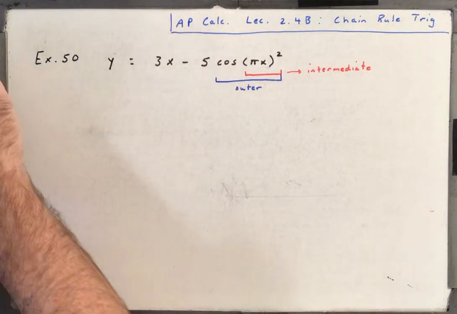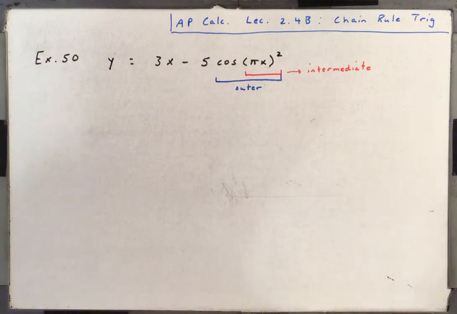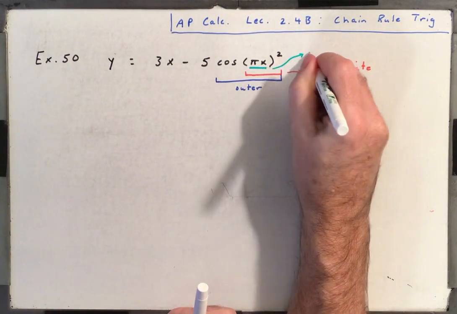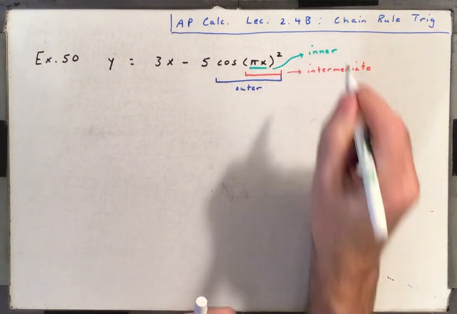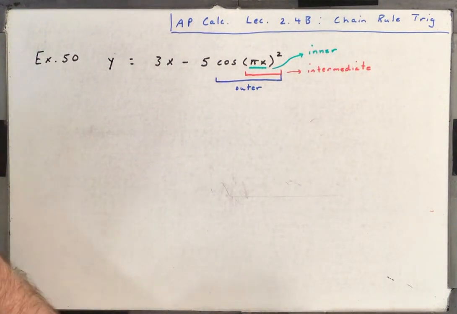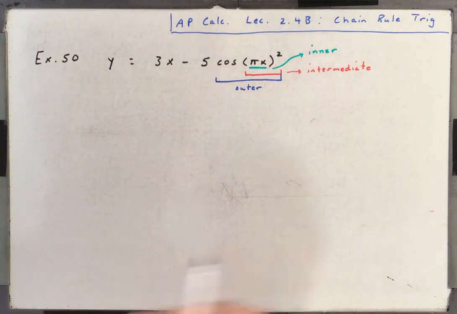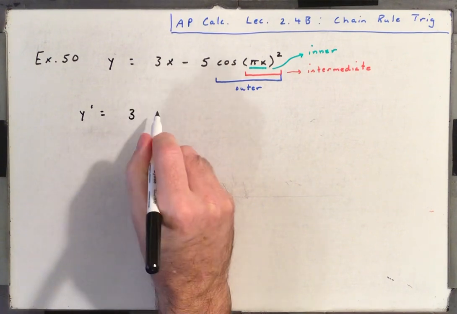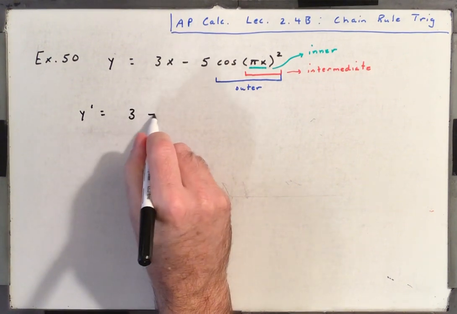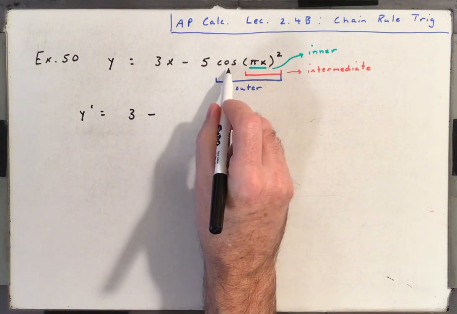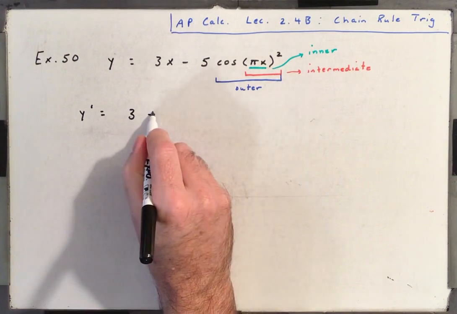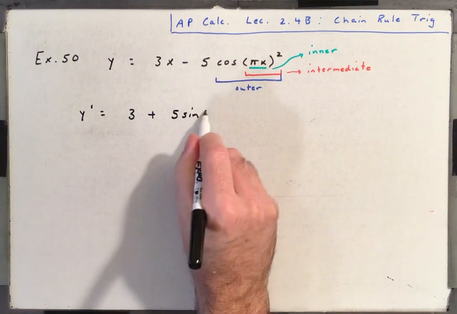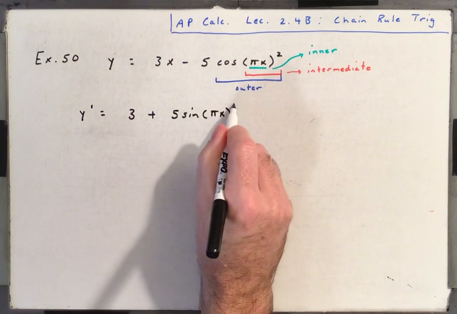And then finally, what's within the parentheses is our innermost layer. Okay, so y prime is equal to just 3 minus, okay, the derivative of cosine is minus sine, so that minus sign would make it a plus. 5 sine pi x squared.